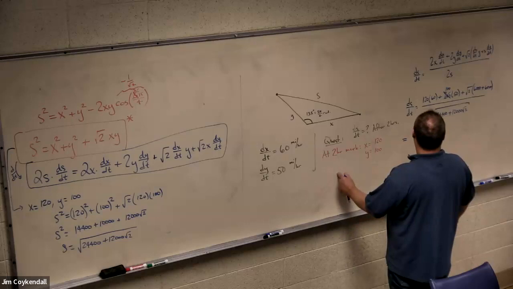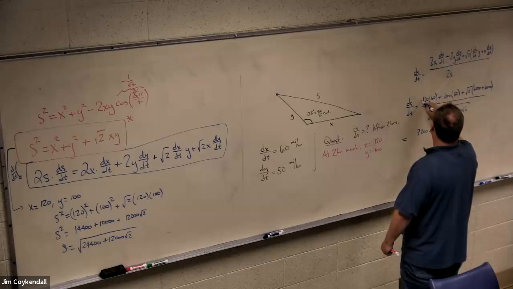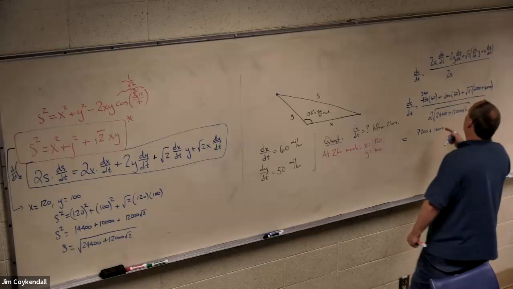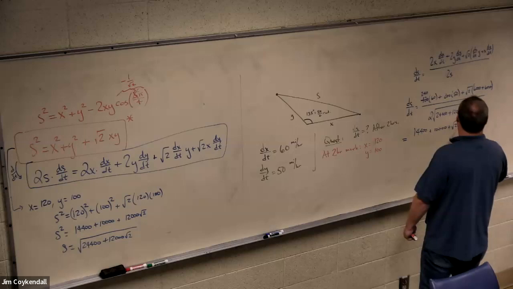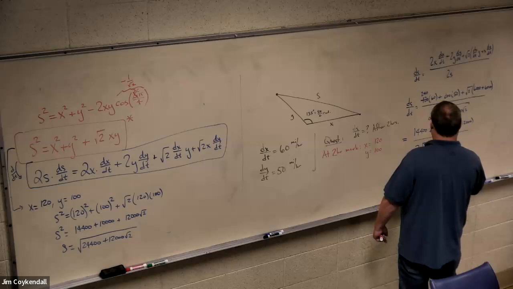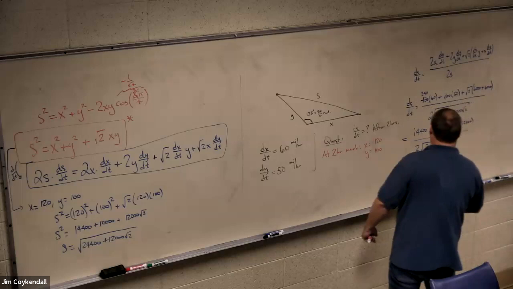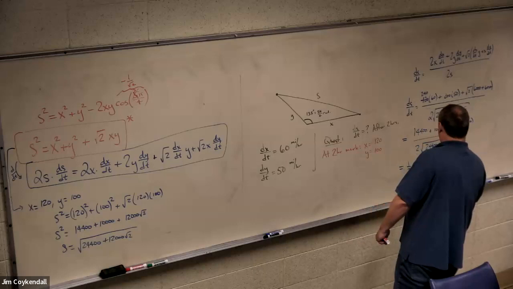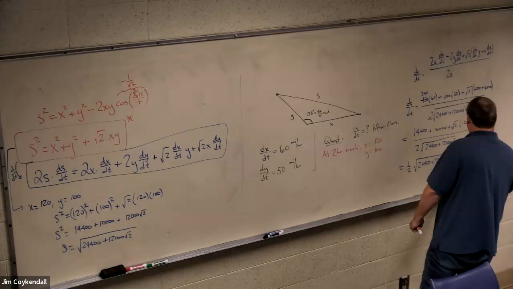Oh no. 2x is 240. That's better. This is 14,400 plus 10,000, plus radical 2 times 12,000, over. And notice this is 24,400 plus radical 2 times 12,000. That's not a coincidence. This is actually one half times the square root of 24,400 plus 12,000. And if you work this out, this is about 101.75.